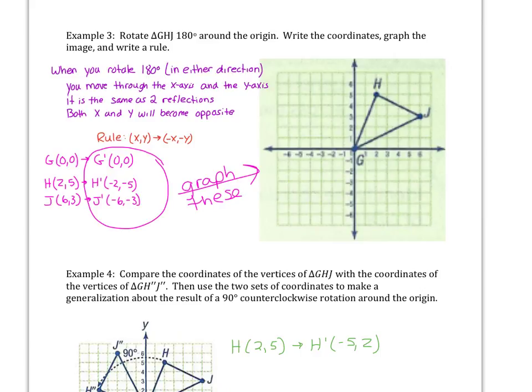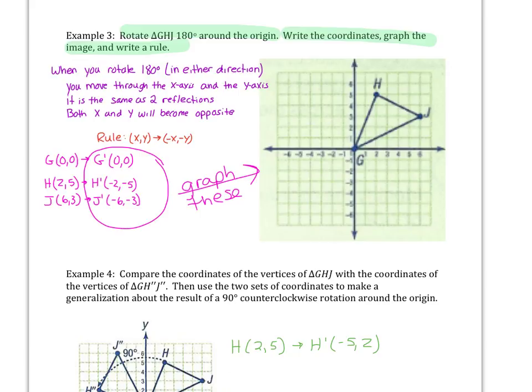Now we have example 3. We're going to move on to rotate. So rotate triangle GHJ 180 degrees around the origin. Write the coordinates, graph the image, and write a rule. So you probably know what something looks like when it's turned upside down, but on a coordinate plane you might not know exactly where the coordinates go. So we'll go through and we'll write the coordinates out first.